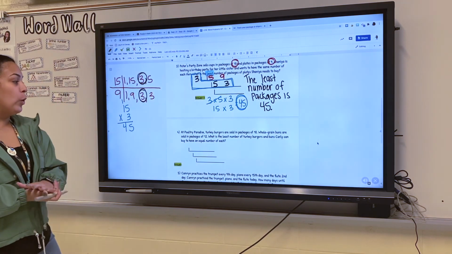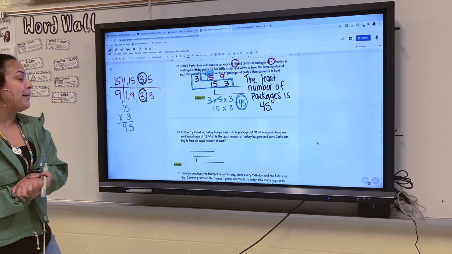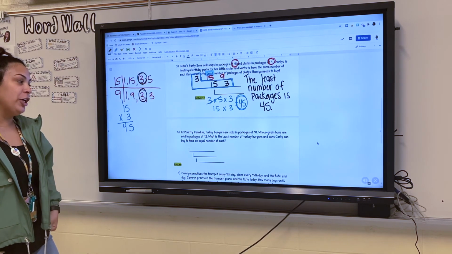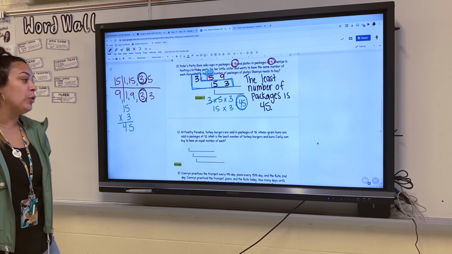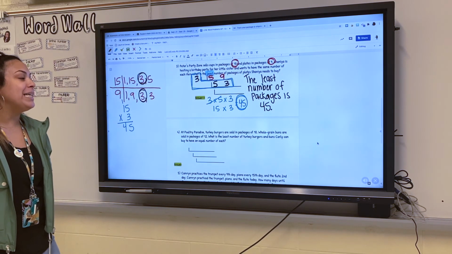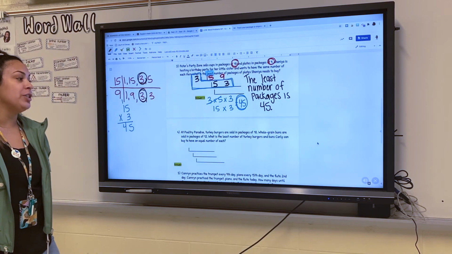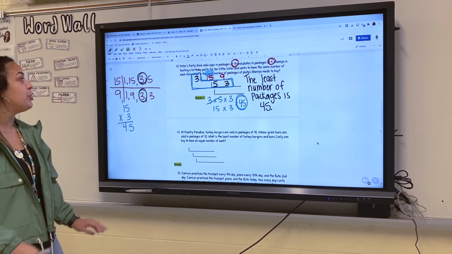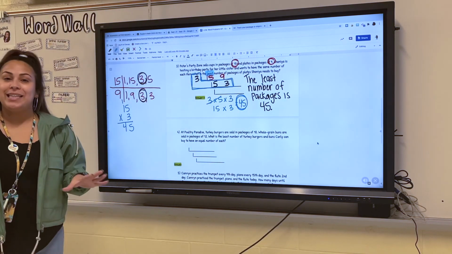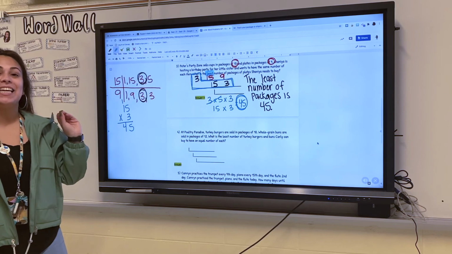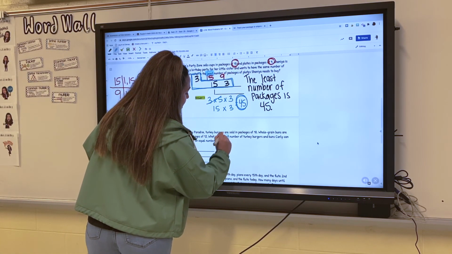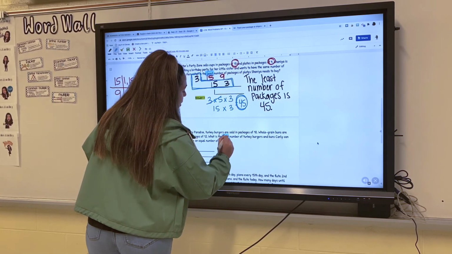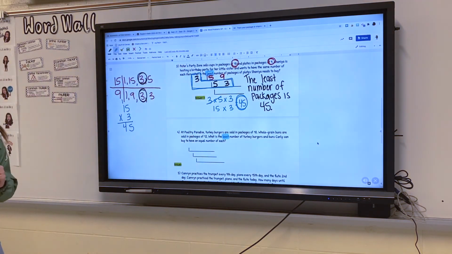All right, number 4. It says at Poultry Paradise, turkey burgers are sold in packages of 10. Whole grain buns are sold in packages of 12. What is the least number of turkey burgers and buns Carly can buy to have an equal number of each? This word problem was really nice because they gave us a very easy keyword, and that keyword is the same from above. It is least.